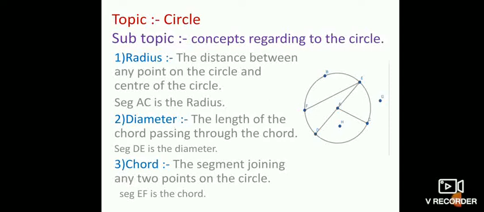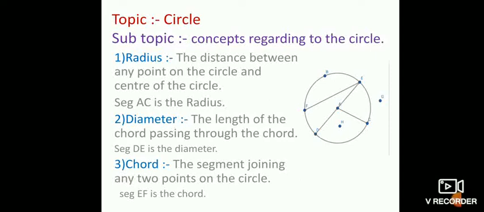Then diameter. The length of the chord passing through the center is called the diameter. The chord DE is passing through center A and therefore the segment DE is called the diameter.